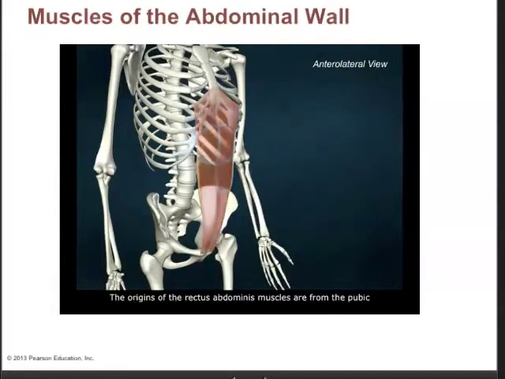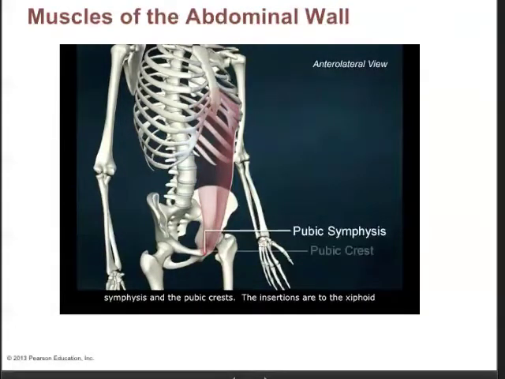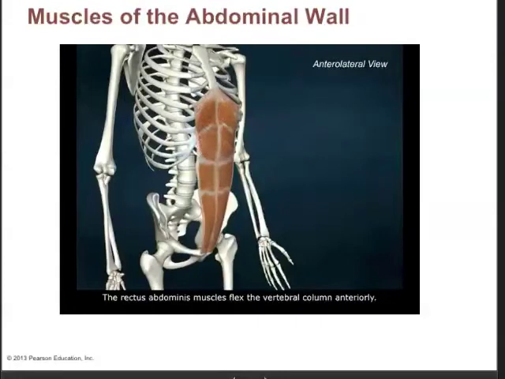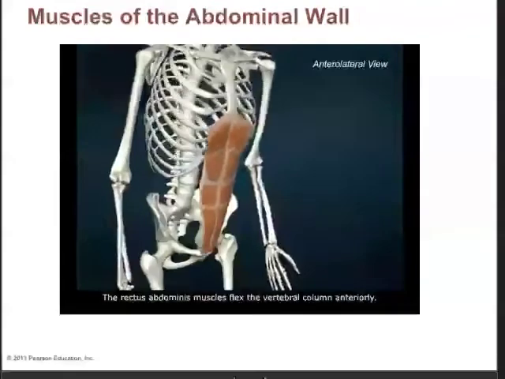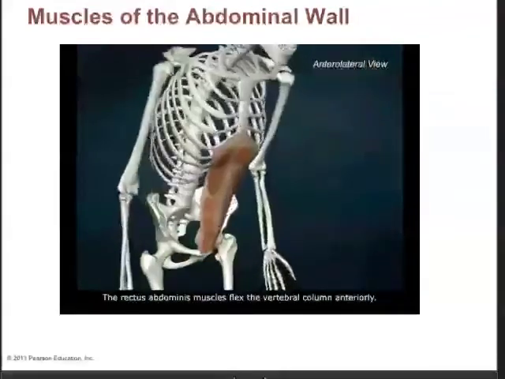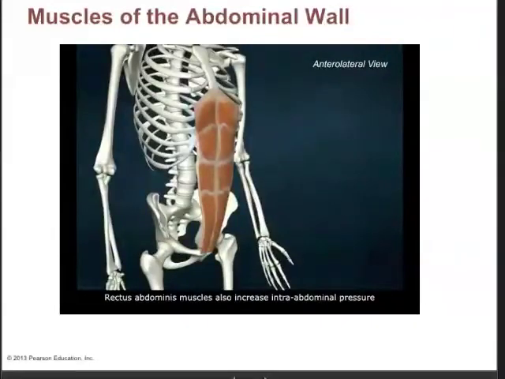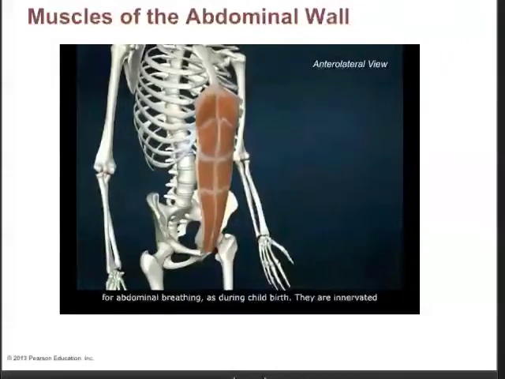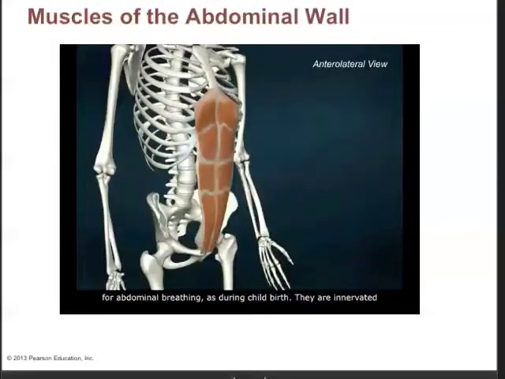The origins of the rectus abdominis muscles are from the pubic symphysis and the pubic crests. The insertions are to the xiphoid process of the sternum and the costal cartilages of ribs 5 through 7. The rectus abdominis muscles flex the vertebral column anteriorly. Rectus abdominis muscles also increase intra-abdominal pressure for abdominal breathing, as during childbirth. They are innervated by the intercostal nerves.